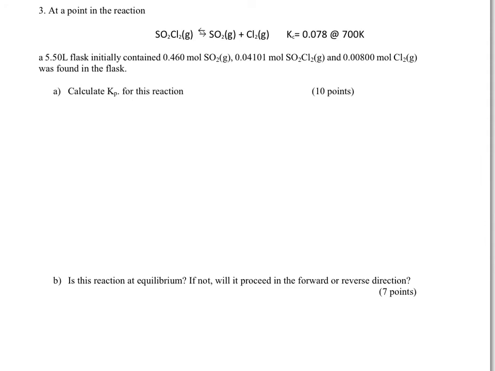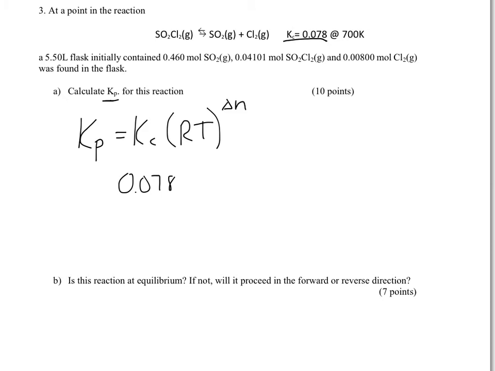All right, on to problem number 3. We're presented with this equation that has a Kc, and we're told to calculate Kp. We have this equation that relates Kp to Kc. We have Kc at 0.078. We have R, which is 0.08206, the one we use when we're talking about gases. Since Kp is K with respect to pressures, we're definitely talking about gases. We have to put the temperature in there, and this is at 700 Kelvin, already in Kelvin.